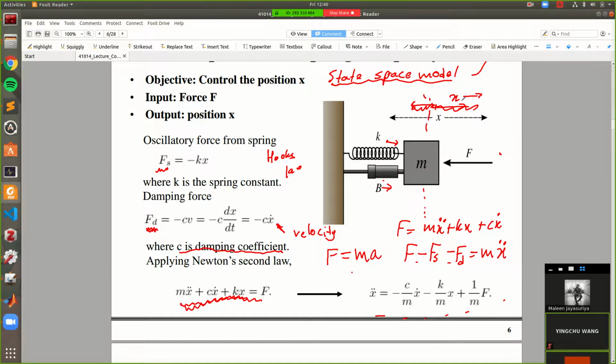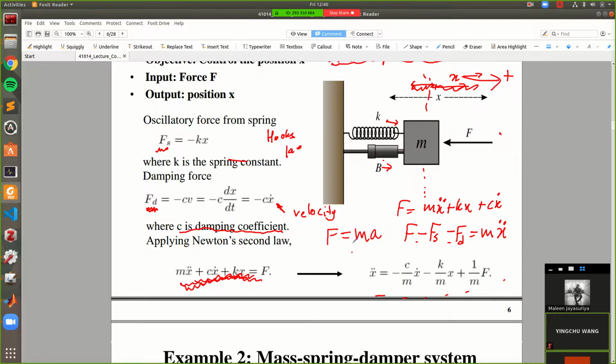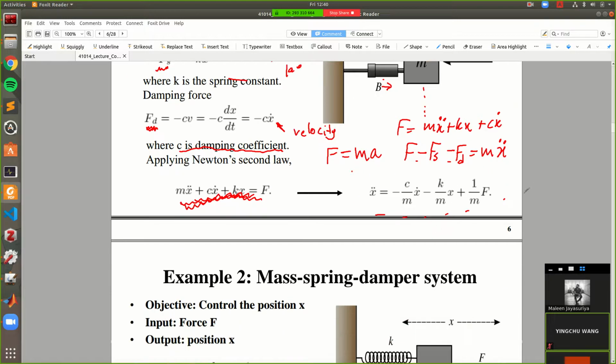Yeah, so x has been measured this way as plus, right? Which is why when I substitute these values, it has become plus here. Okay. Anyway, you can double check that while rereading this. But yeah, so this is the relationship that you get between the acceleration and all the other parameters, right?